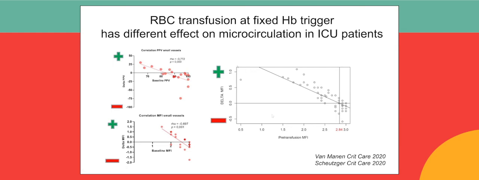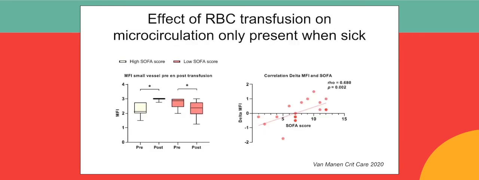This has been shown recently by our own group and also by another group with a very similar graph here. Again, showing the same thing, that the improvement of the microcirculation following a red blood cell transfusion depends on your pre-transfusion microcirculatory index. This may be a little bit difficult to implement during hemorrhagic shock.